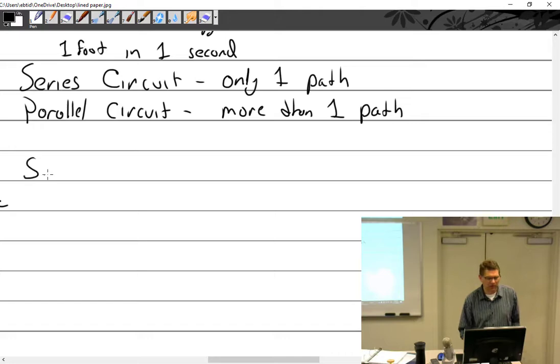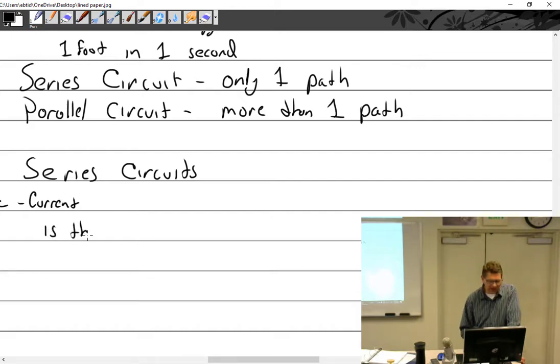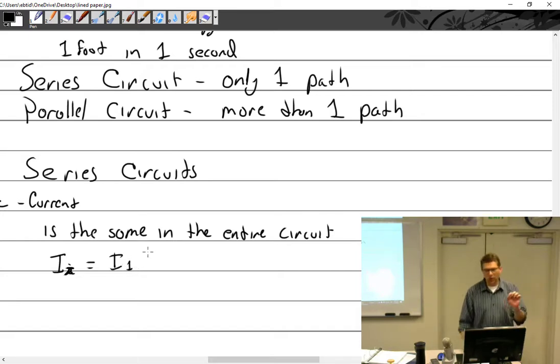All right. I'm going to talk about series circuits right now. This only applies to series circuits. So number 1, the current. What about the current? It is the same in the entire circuit. Which is to say that I total, so that's I, and this is sub t, so that's total, is equal to I sub 1, which means the current through resistor 1, which is also equal to I sub 2, which is equal to I sub 3.